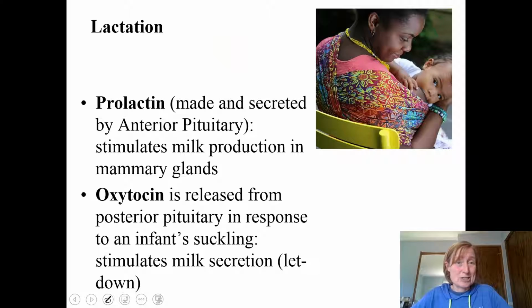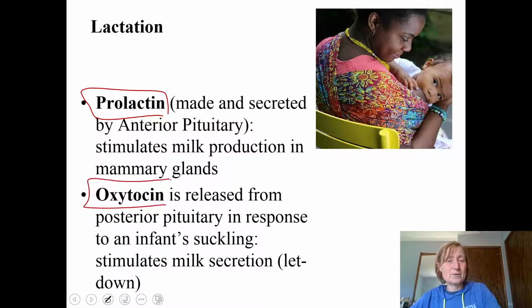And there's lactation. All right. What happens next? Well, now mom can feed the baby through lactation, feed the baby milk. Are there hormones involved in this process? You bet. Of course there are hormones involved in this. The hormones that are going to be involved in lactation are prolactin and oxytocin.